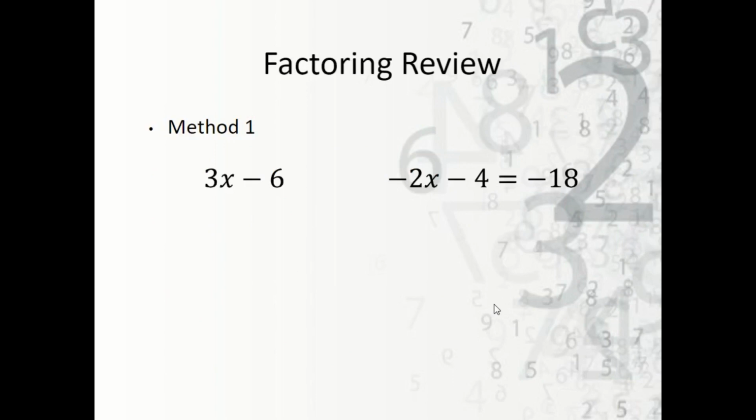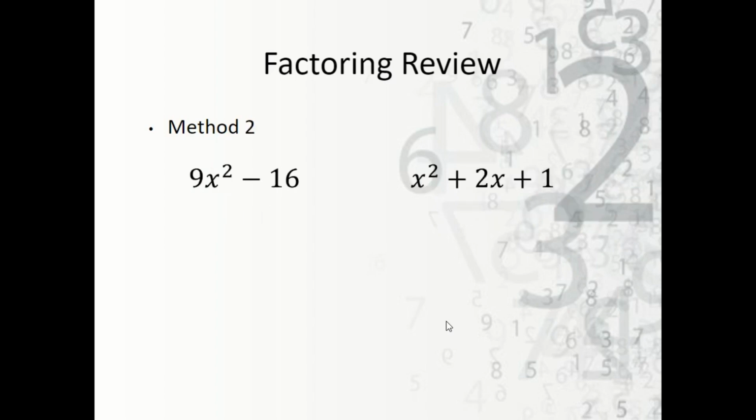Factoring review. Let's look at method 1 of factoring. So we have 3x minus 6, and we should notice that there's a common factor there, which is 3, so we can factor that out. So this becomes 3 times x minus 2. Same thing here. We have 2x minus 4 is equal to negative 18. I can factor this, so I can take a negative 2 out of each. So this is negative 2 times x plus 2 is equal to negative 2 times 9.